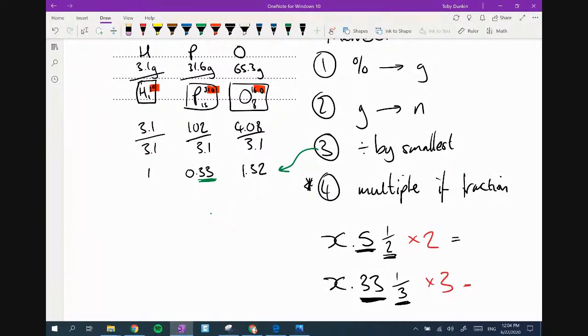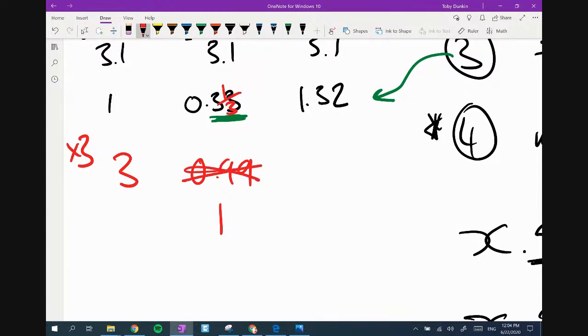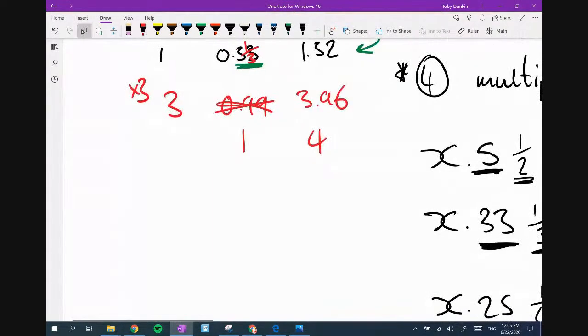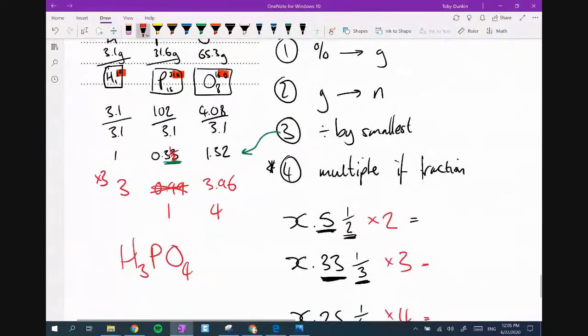So in this particular scenario, I've got a third. We know that that represents a third. So multiply everything by 3. So that now becomes 3. 0.33 times by 3 gives me 0.99, aka 1. And then 1.32 times by 3 gives me 3.96, aka 4. Final answer, H3PO4 empirical. Not complicated.